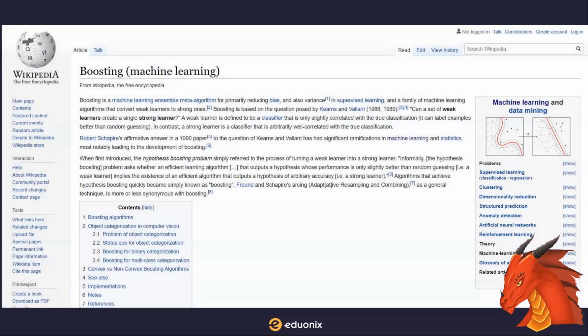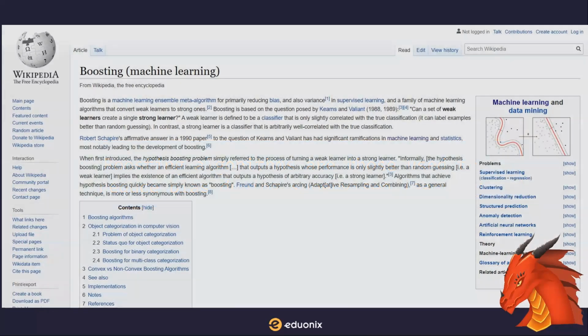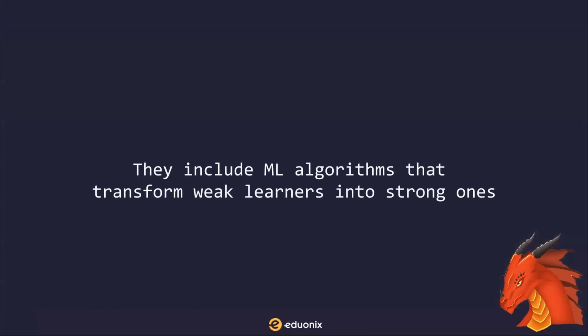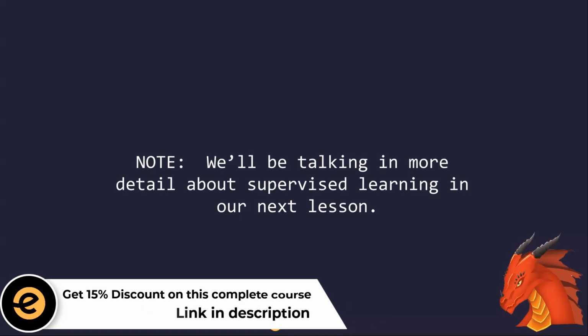One necessary development for the evolution of machine learning was the tool of boosting. Boosting algorithms are those used to reduce bias during supervised learning. They include ML algorithms that transform weak learners into strong ones. Note, I'll be talking in more detail about supervised learning in our next lesson.